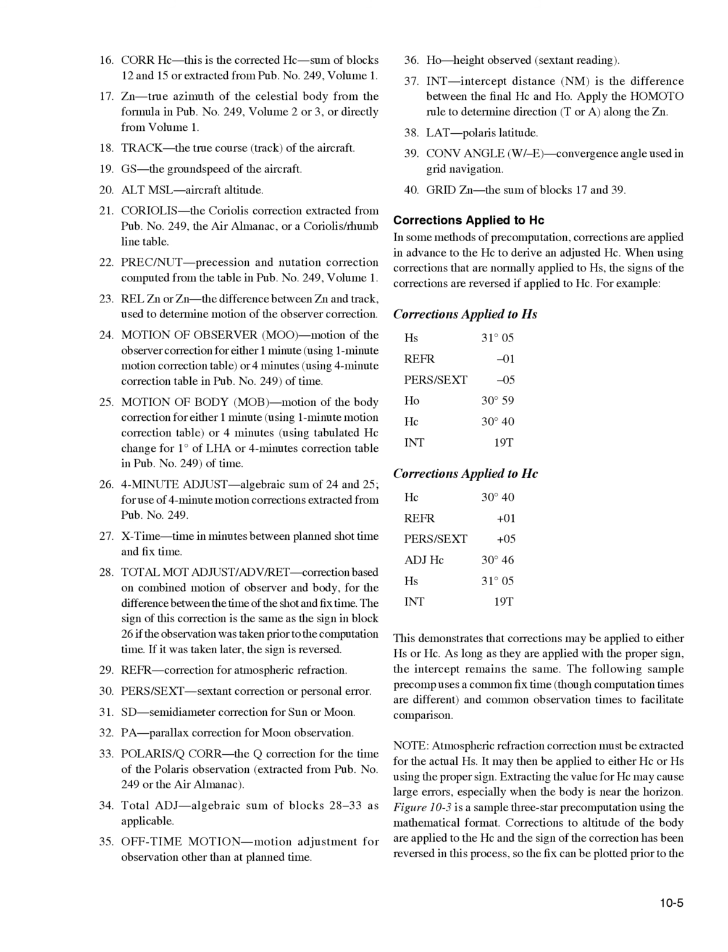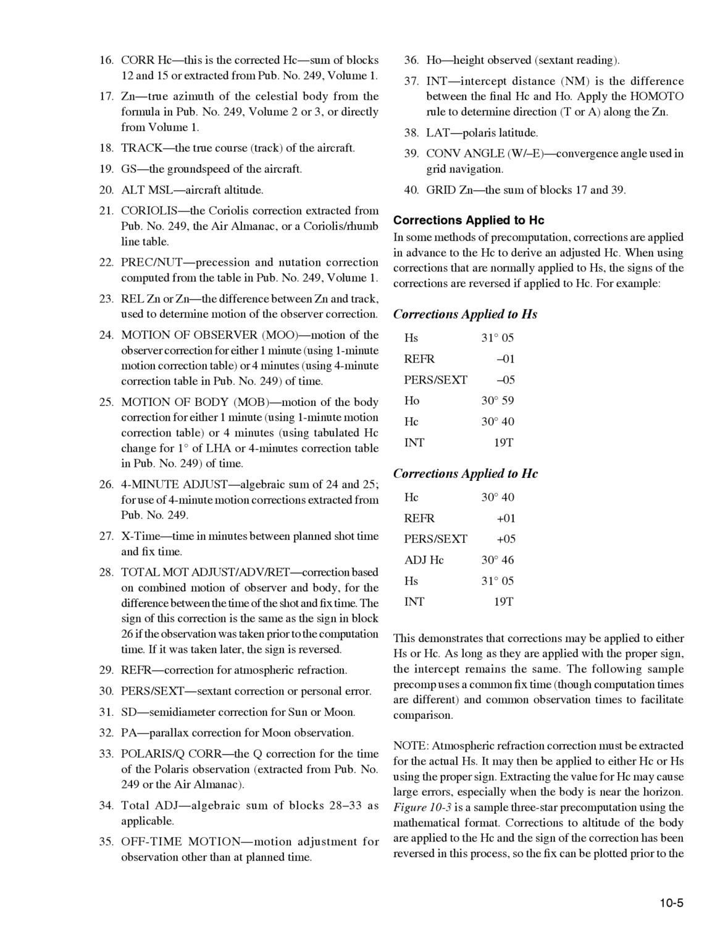34. Total adjust: algebraic sum of blocks 28 to 33 as applicable. 35. Off-time motion: motion adjustment for observation other than at planned time. 36. Ho: height observed, sextant reading. 37. INT: intercept distance, NM, is the difference between the final HC and Ho.